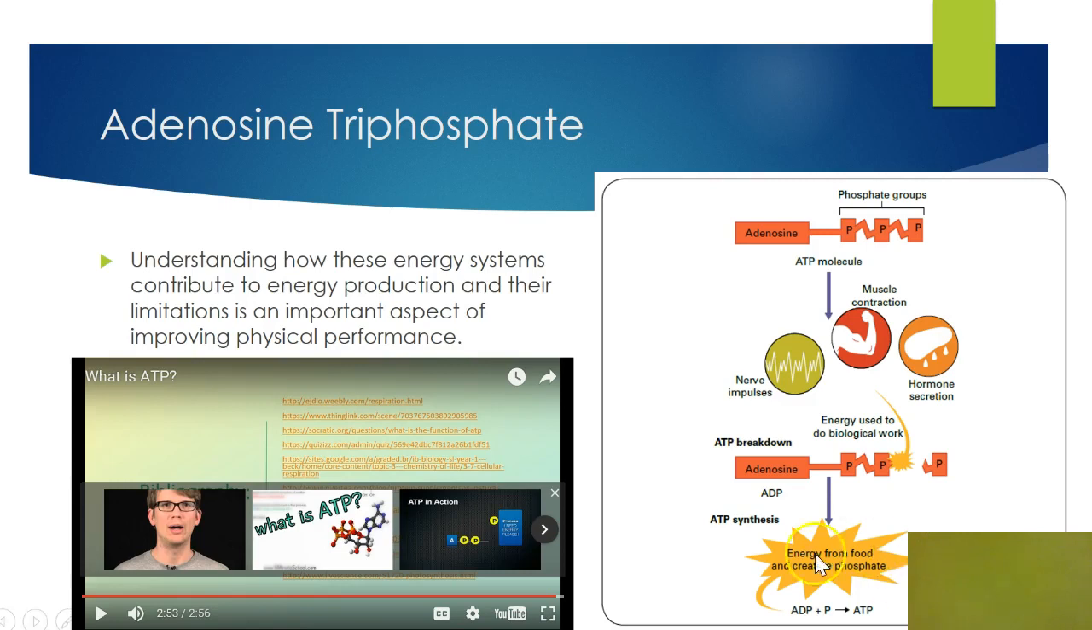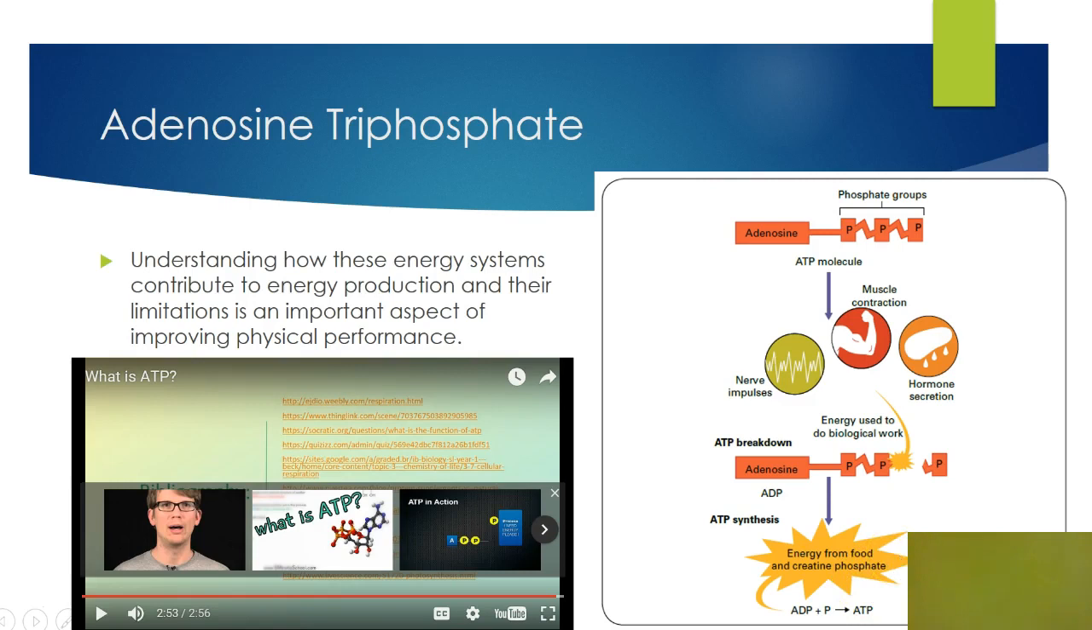Okay, so ADP plus a P equals ATP. Now it's really important that that diagram goes around the circle. So when 1 phosphate breaks off, that produces ATP for muscular contraction, but then we need to put back together that ATP, and that only happens through energy from food and creatine phosphate.